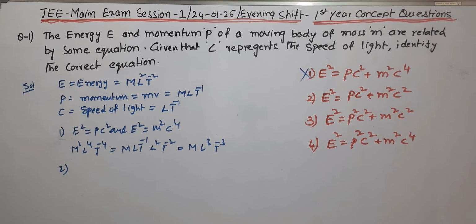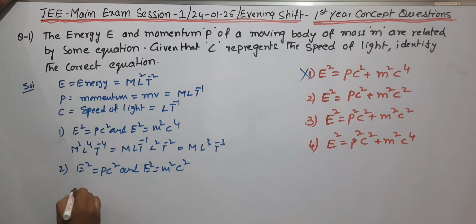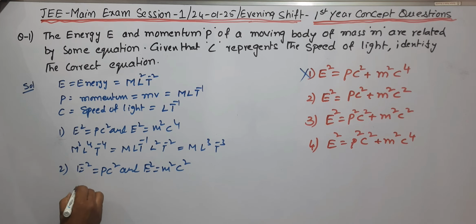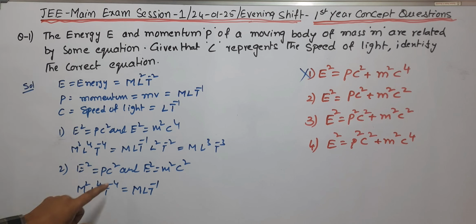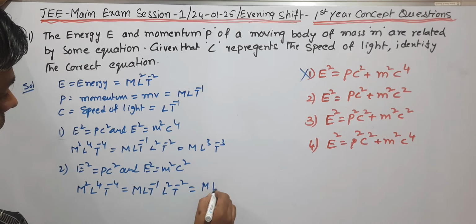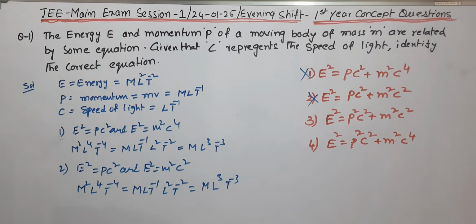Next, take option 2. E square is equal to p c square as well as E square is equal to m square c square. E square, when you square it, is M square L power 4 T power minus 4, equal to p, the momentum, which is M L T power minus 1, into c square, that means L square T power minus 2. Then you get M L cube T power minus 3. It is also not correct, isn't it?